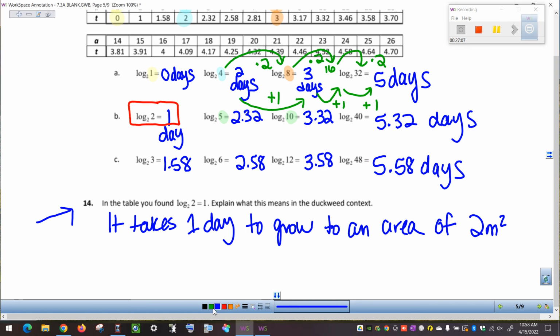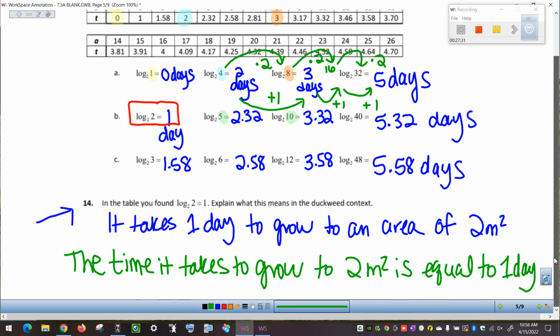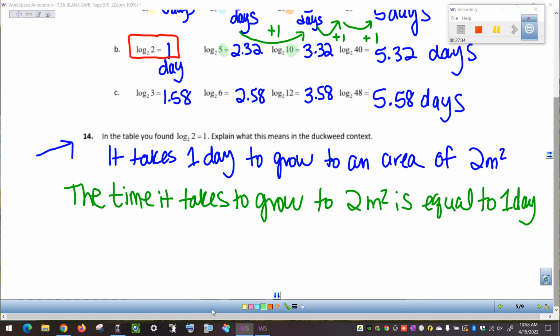Awesome. And I want to write down below a slight variation of this that would be a different way of saying the same thing. The time it takes to grow to an area of 2 meters squared is equal to 1 day. The big thing we want to see here is that this log expression, the left-hand side, represents a time period. The output is time, the input is the area that we're putting in.